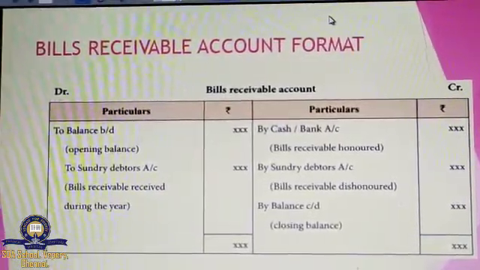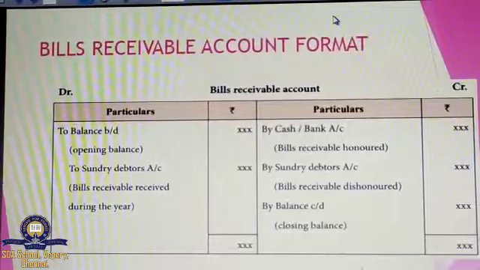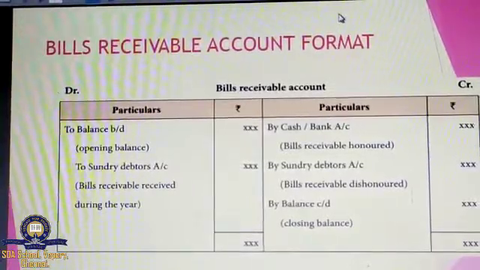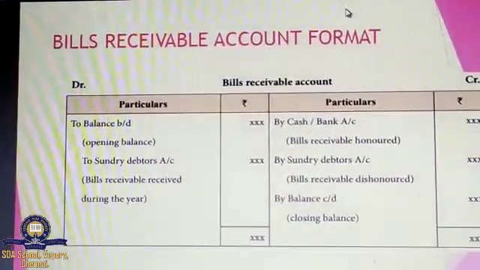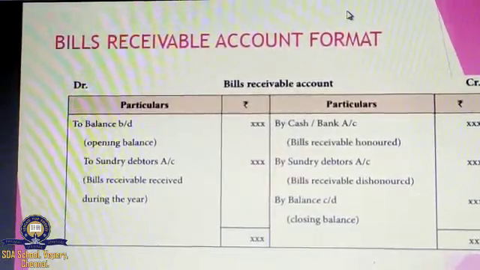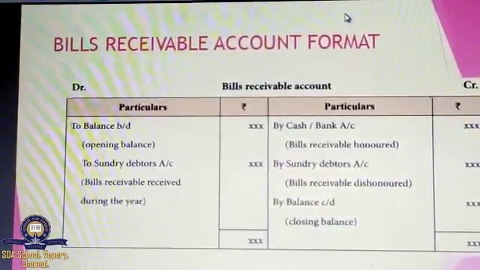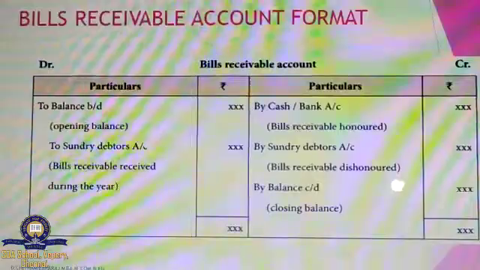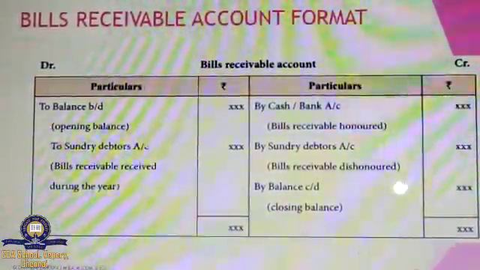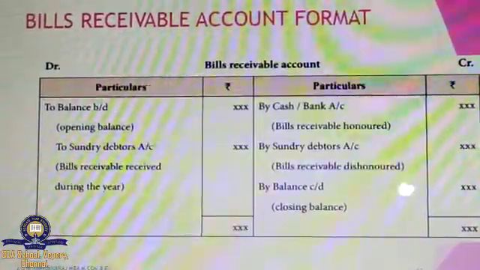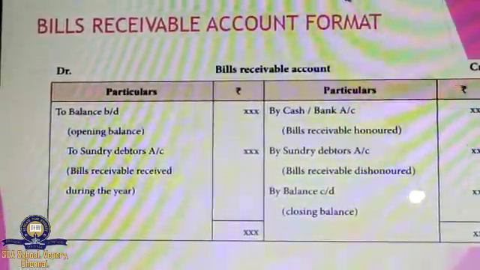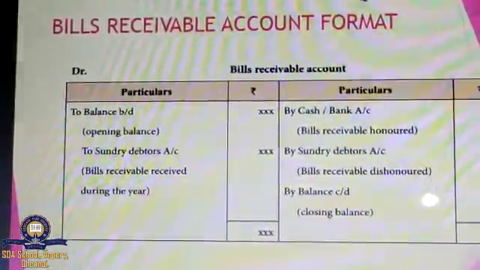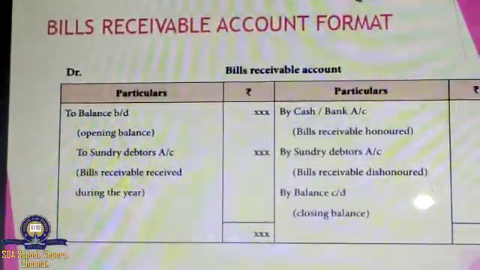How much they are going to receive, for that purpose only we are creating the bills receivable. Suppose they are paying in cash, then we have to put it as cash. On the credit side you have to put by cash or bank, so that is the bills receivable honored. So next we are going to see the sundry debtor. In the sundry debtor format, on the debit side, the bills receivable dishonored amount should be taken to the credit side. So by bills receivable dishonor or by sundry debtor.